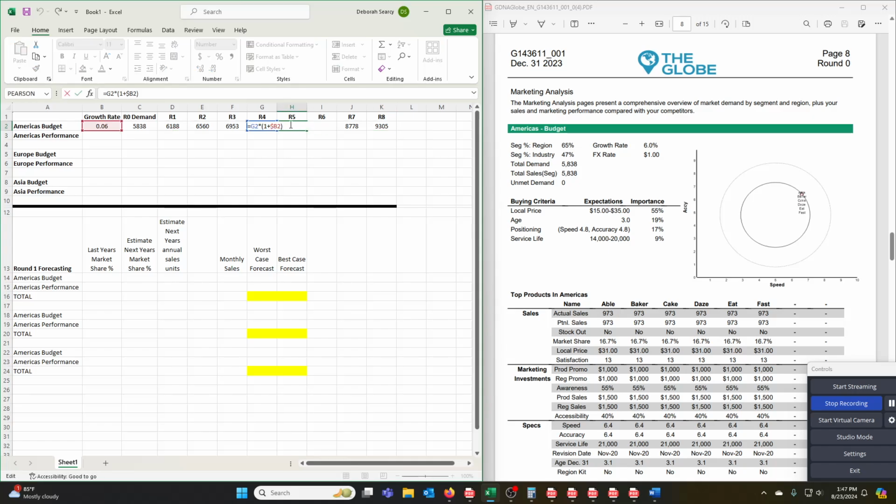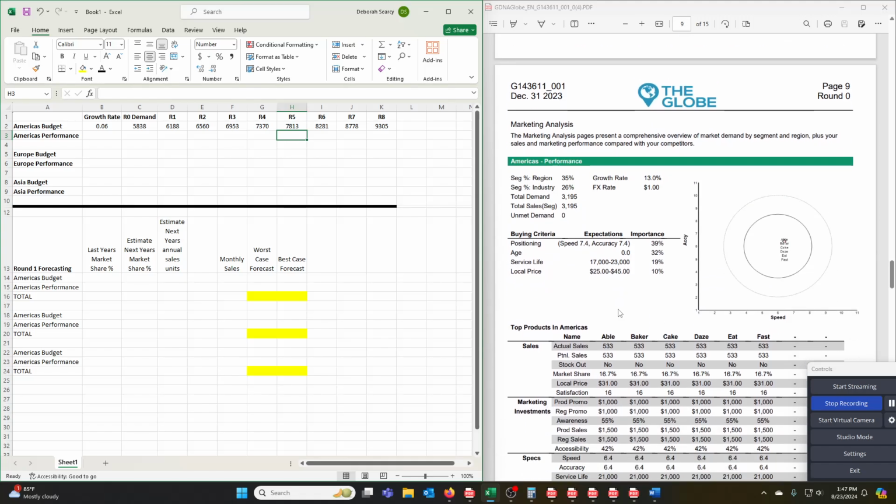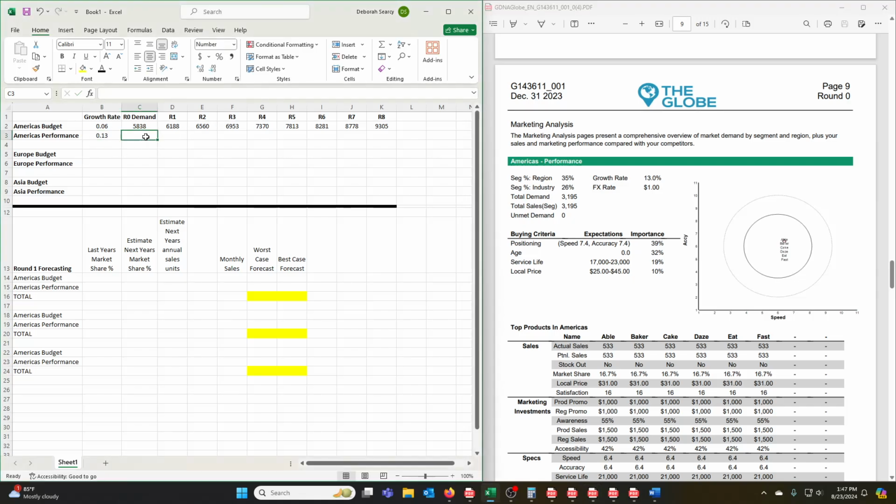So if you notice here, round 5 is round 4 times 1 plus the growth rate, right? Okay, so now we get to do it for the rest of the regions. So in America's performance, it grows at a rate of 13%. And in round 0, the total demand was 3,915, which means that for the rest of it, I'm just going to copy and paste. So if you notice, because I put the $ sign in front of the B, it means that the column stays the same, but the row can adjust when I copy and paste, right? So again, just as an example, in round 5, America's performance takes G3, which is round 4, times 1 plus the growth rate, right? Okay, we're all squared away there.